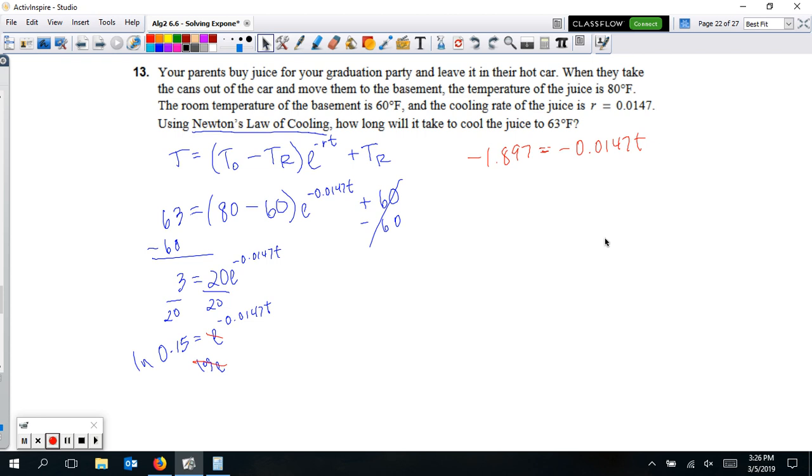The exponent that we had here, this is now free. All I got to do to solve for t is just divide by this negative 0.0147 number. So let's divide out by that number. These now cross out, and I've solved for t.